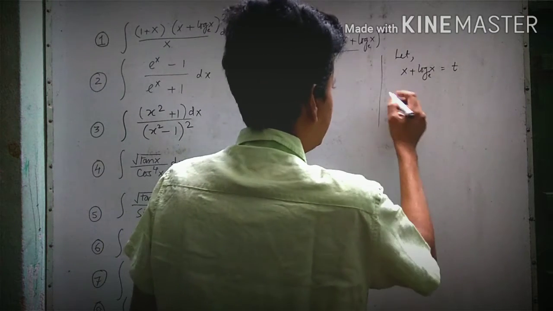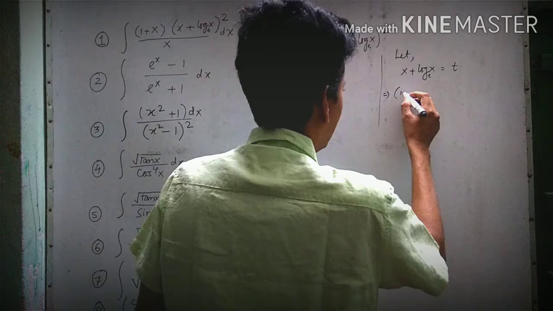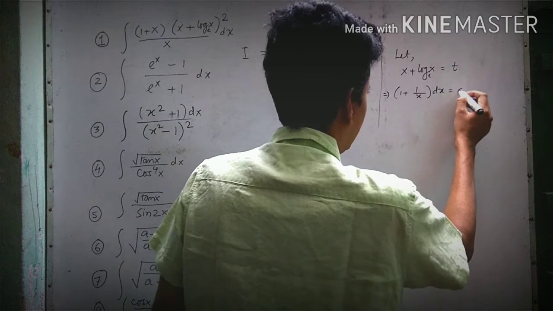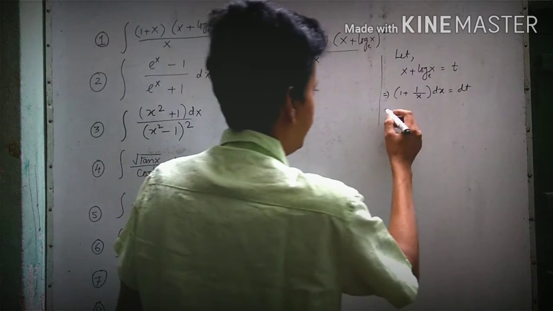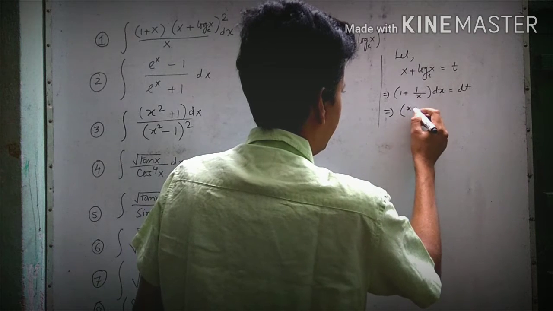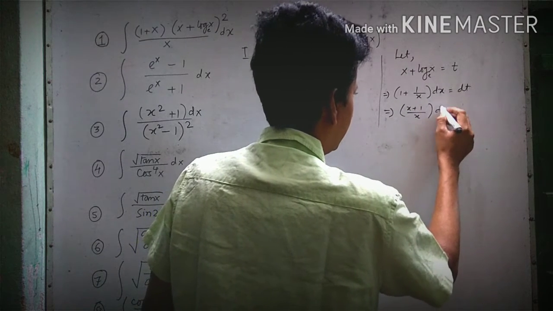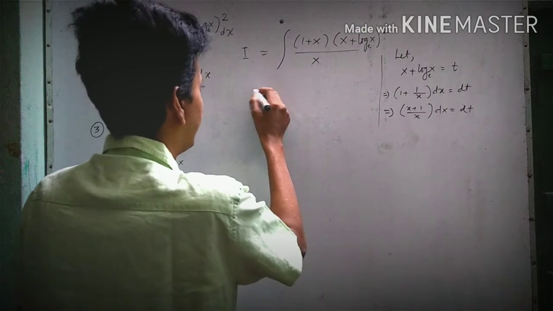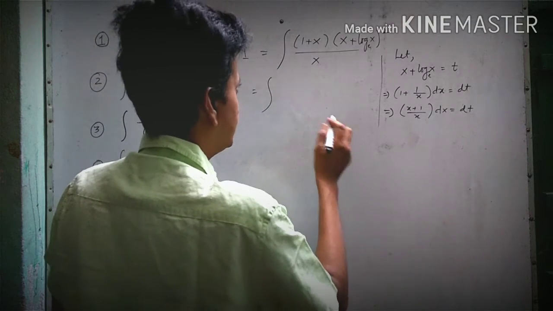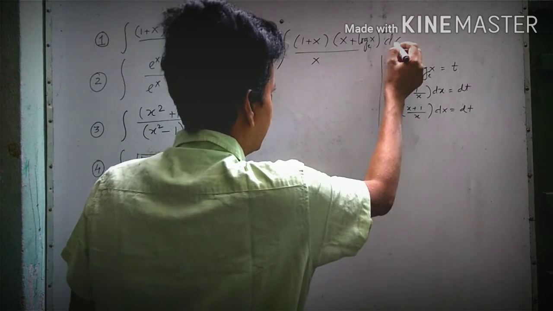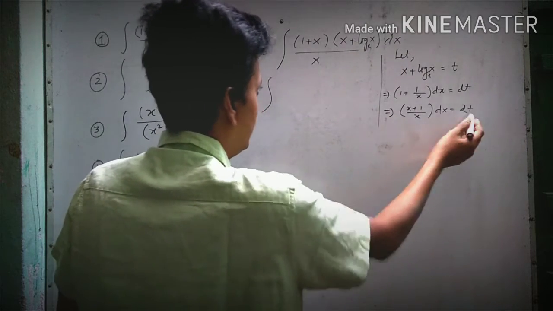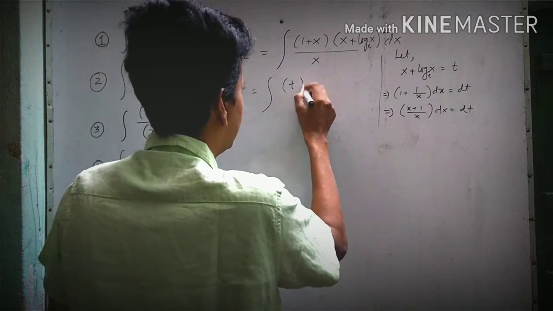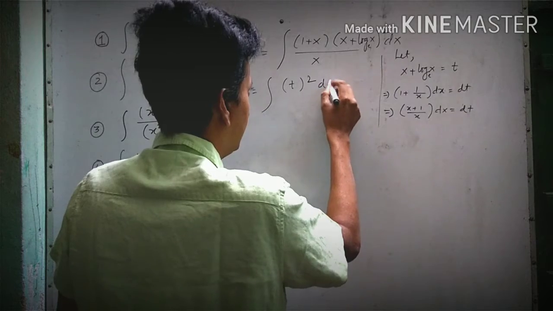Now we get (1 plus 1 by x) dx equal to dt. That is (x plus 1 by x) dx equal to dt. Now we can write (x plus 1 by x) dx equal to dt. So it is t square dt.